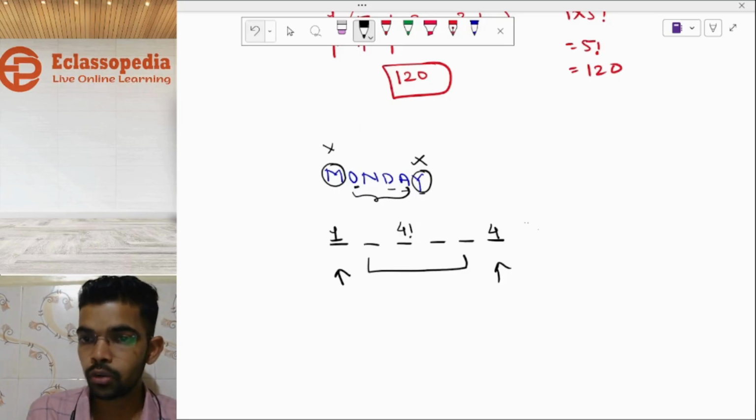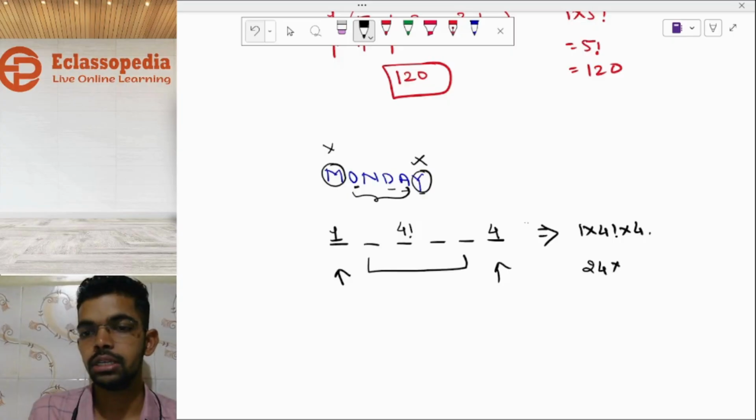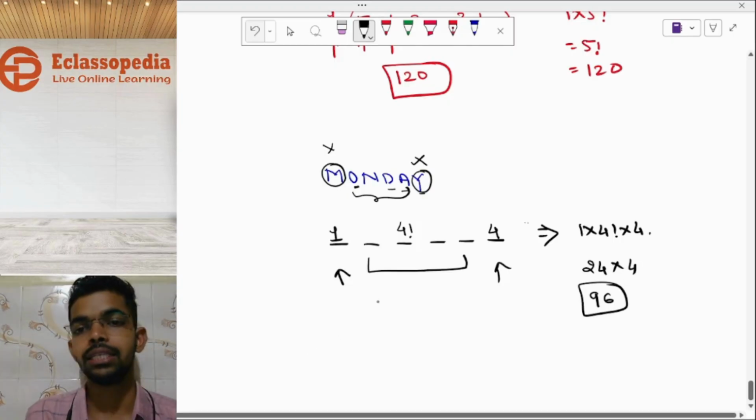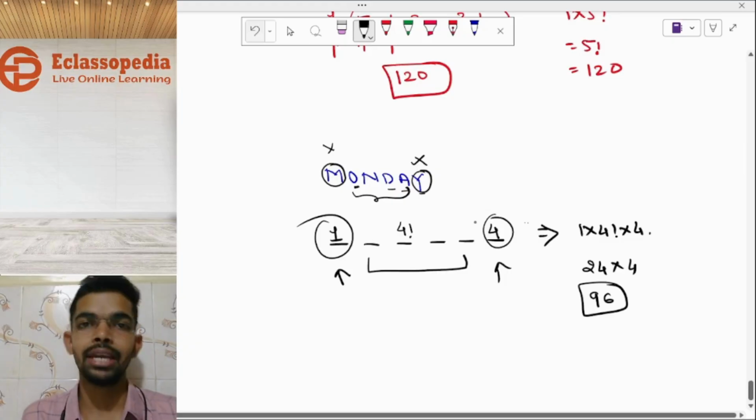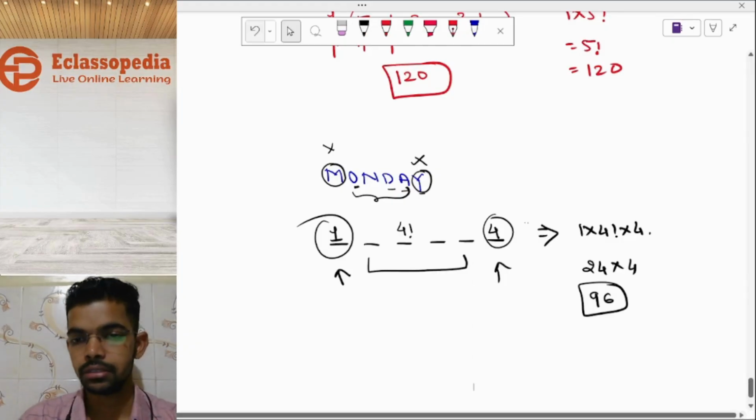So what is the total number of arrangements? 1 into 4 factorial into 4. So 24 into 4 is 96. So we can make 96 words which will have M at the first place and will not end with N. Okay, one last question.